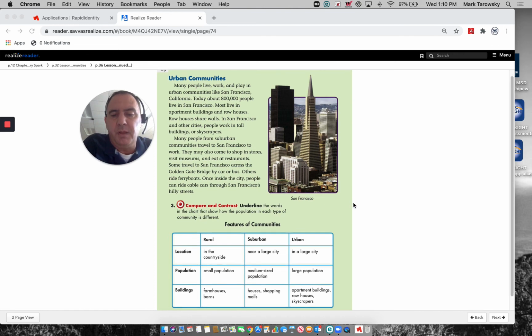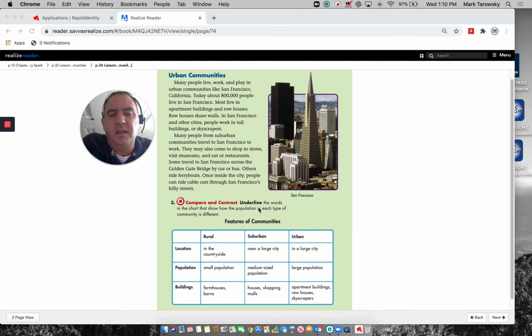Now in number 3 below, we see compare and contrast. It says underline the words in the chart that show how the population in each type of community is different. So you're going to find those things that tell how the population is different in each of the rural, suburban, and urban communities. When you're done with that, there'll be one more video explaining a special project you are going to work on today.